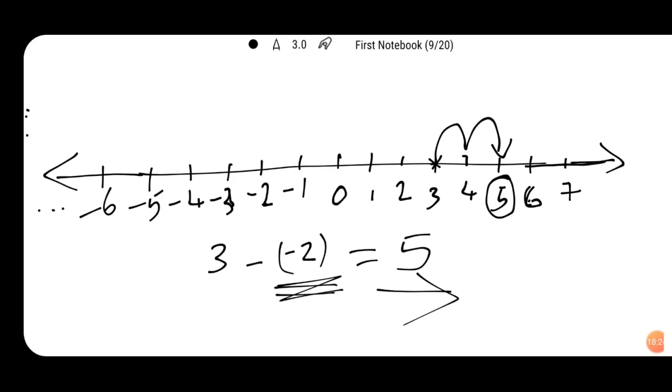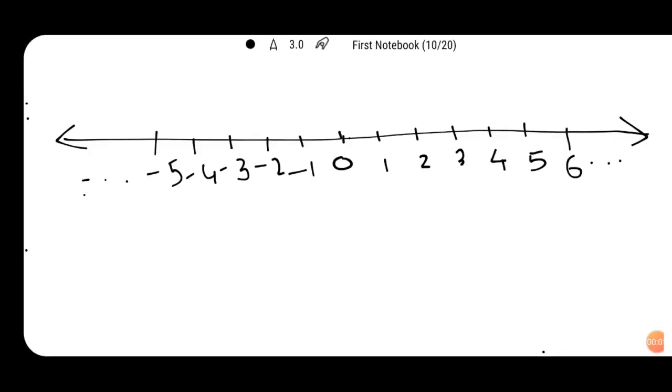Is it clear to you? Again I am saying, in addition of integers, if we are adding a positive number, we will move towards the right of that number. If we are adding a negative number, we will move towards the left of that number on the number line. But in the case of subtraction, it's just opposite. If you are subtracting a positive number, we will move towards the left of the number on the number line. If you are subtracting a negative number, we will move towards the right of that number on the number line.